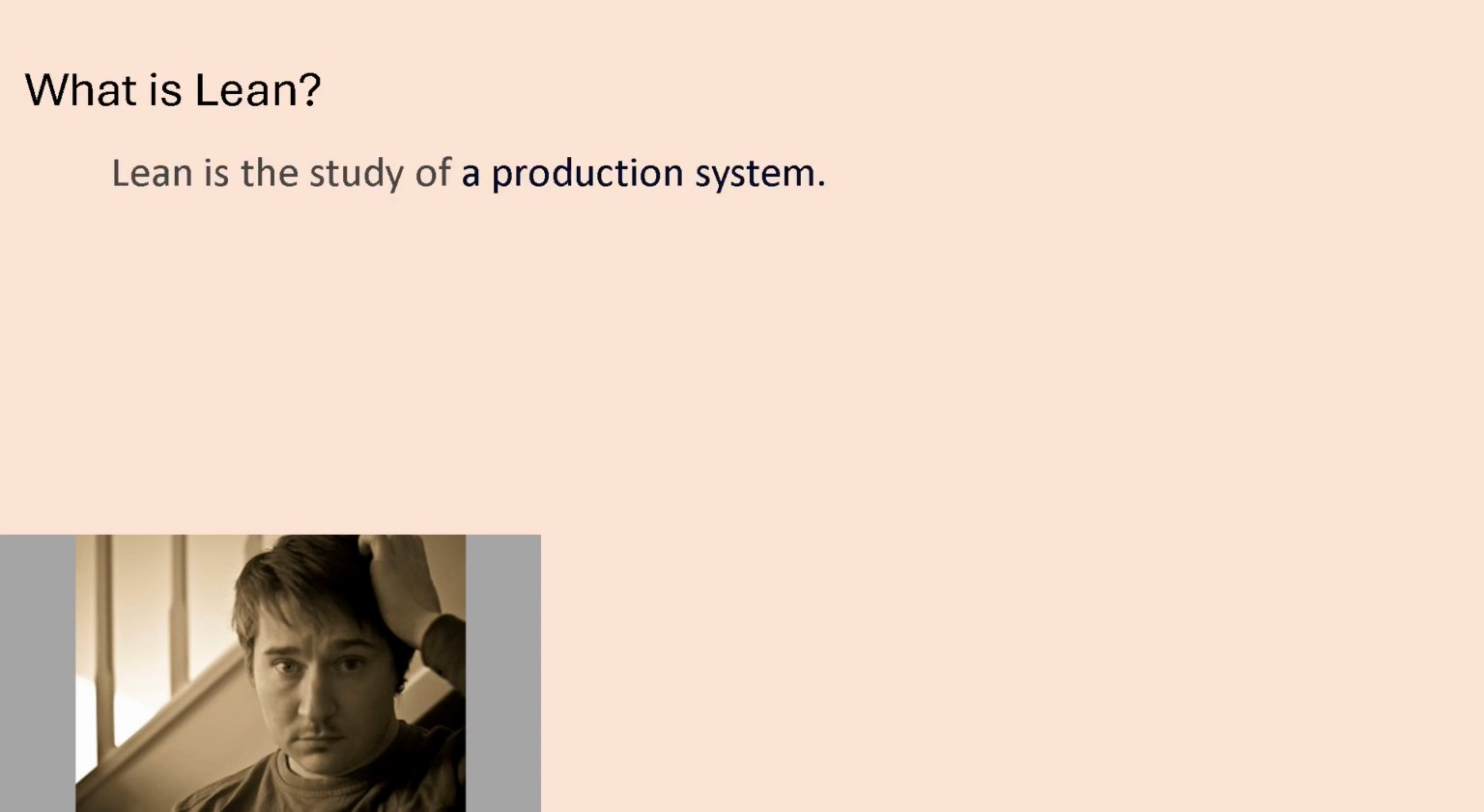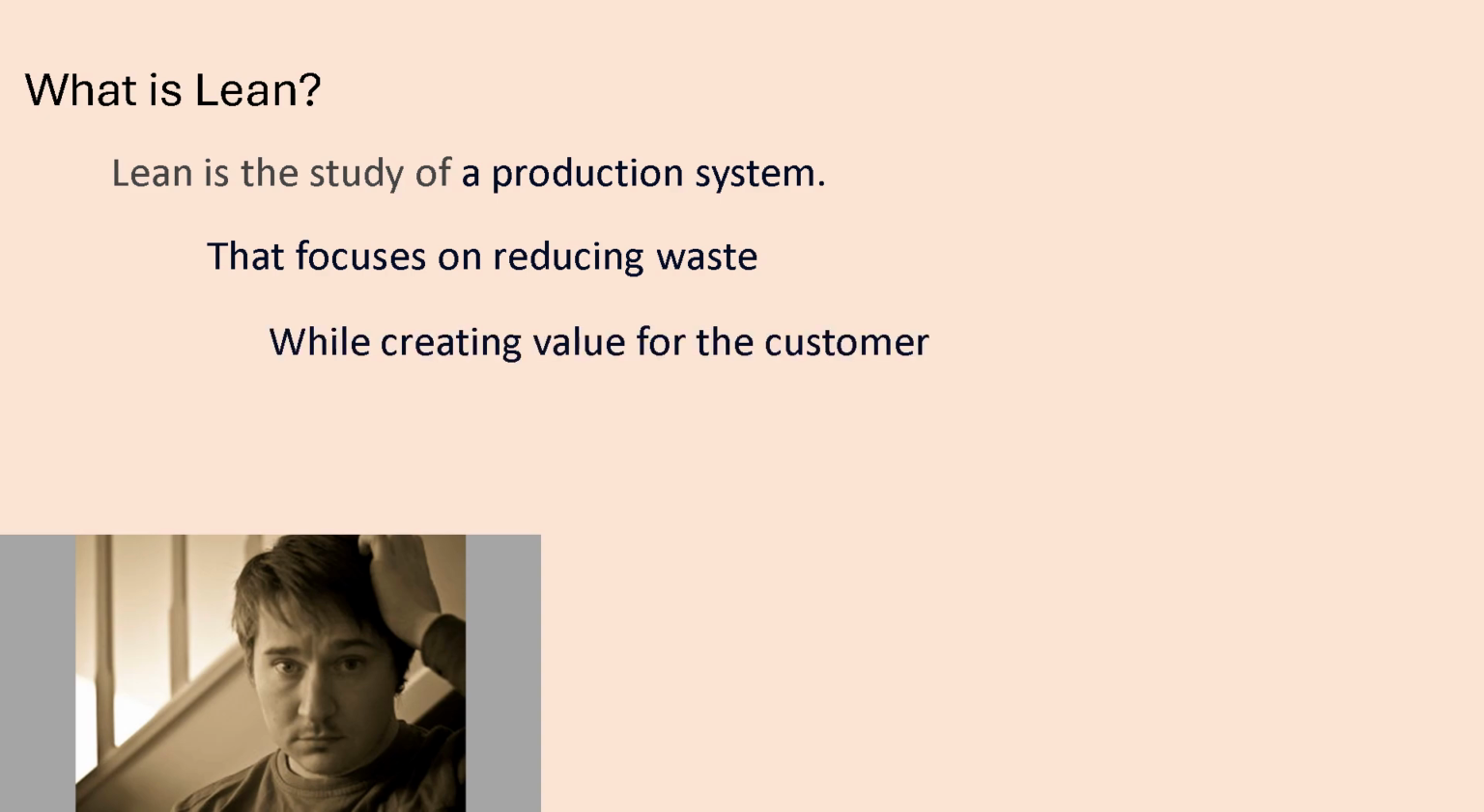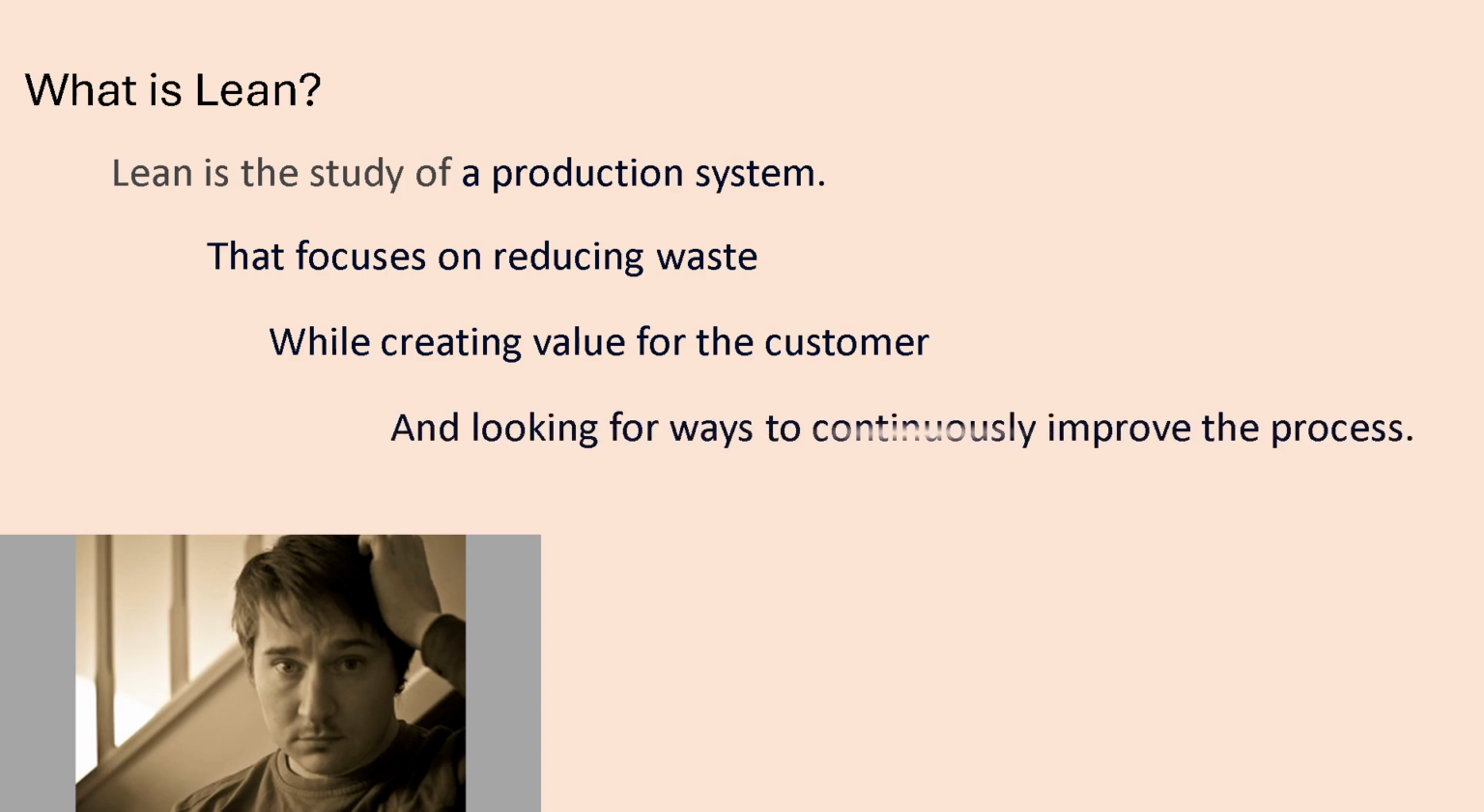So what is Lean? Lean is the study of a production system that focuses on the reducing of waste while creating value for the customer, looking for ways to continuously improve the process. That's a mouthful, isn't it? We'll read that over one more time. Lean is the study of a production system that focuses on reducing waste while creating value for the customer and looking for ways to continuously improve the process.